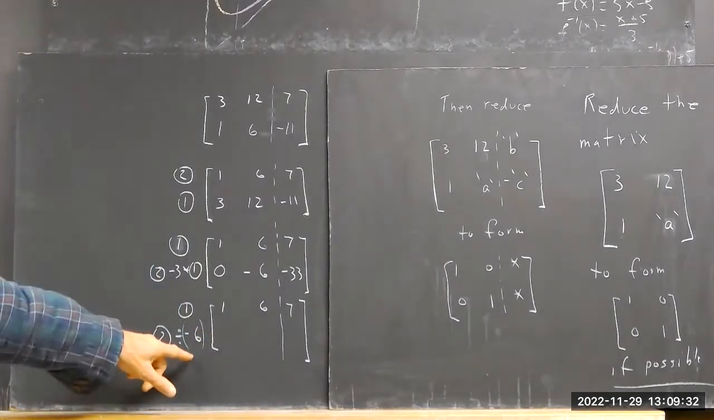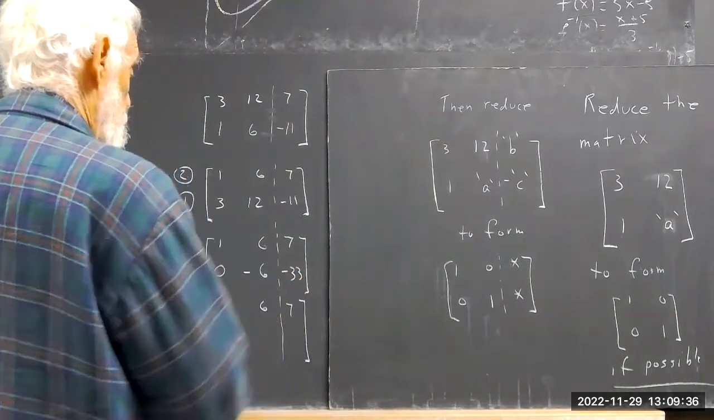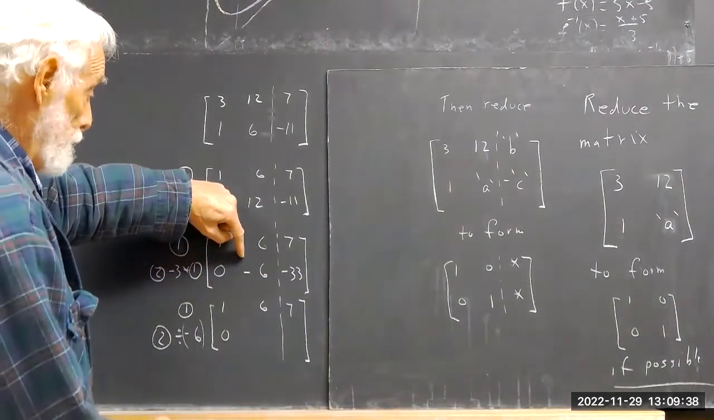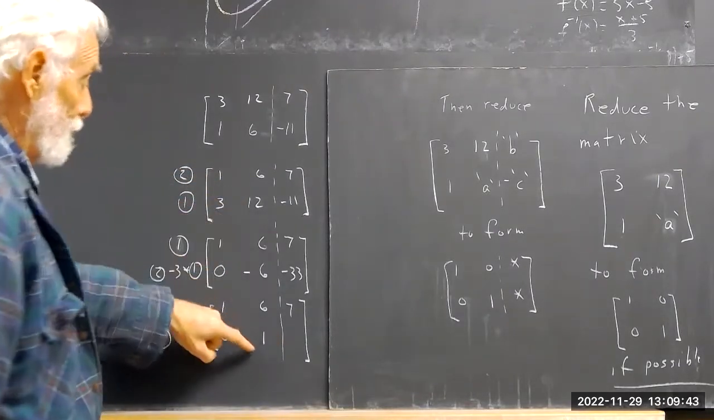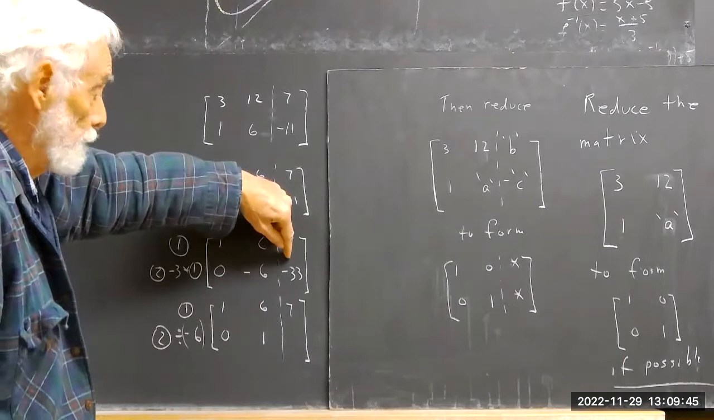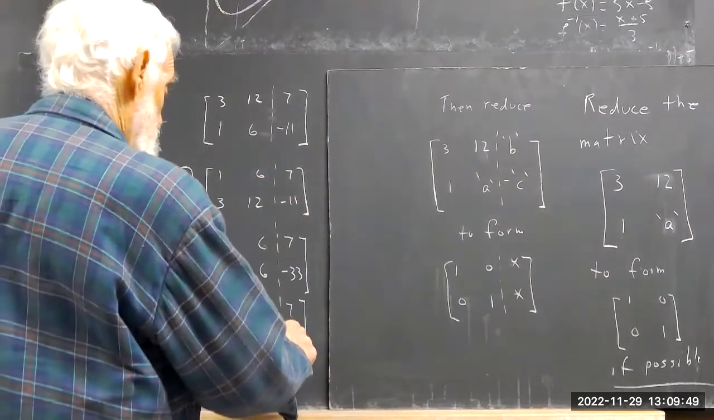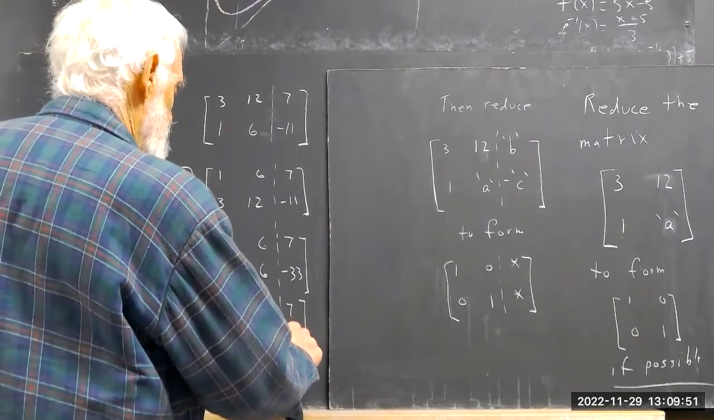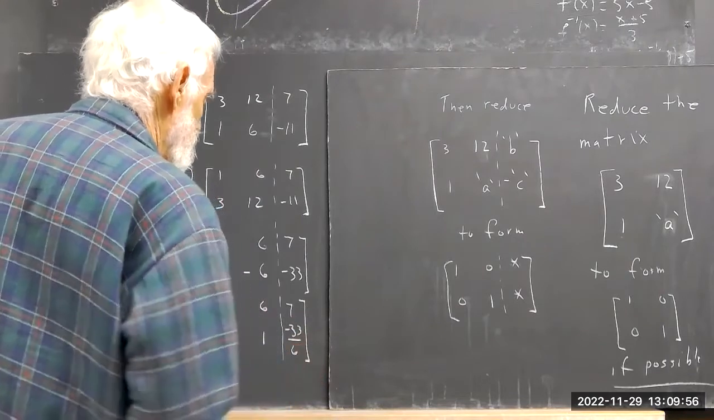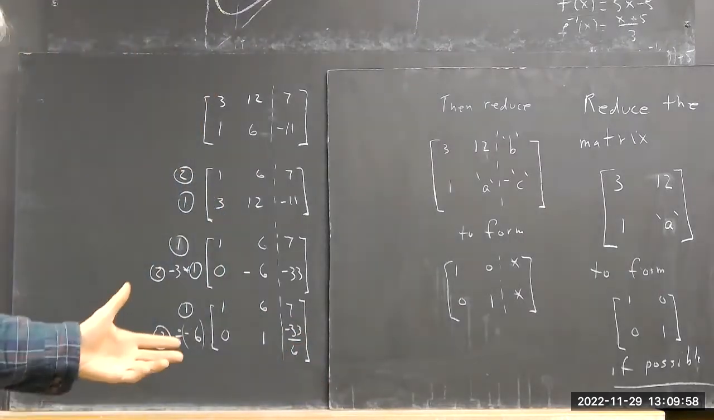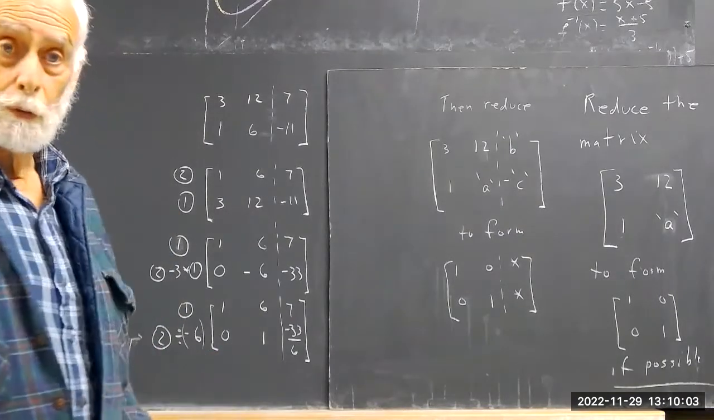I divide row 2 by -6. That means I divide every number in row 2 by -6. So if I divide -6 by -6, I get 1. That's what I was after. But I've also, of course, got to divide my -33 by -6. And that's -33 over 6, which actually reduces down to -11 over 2.